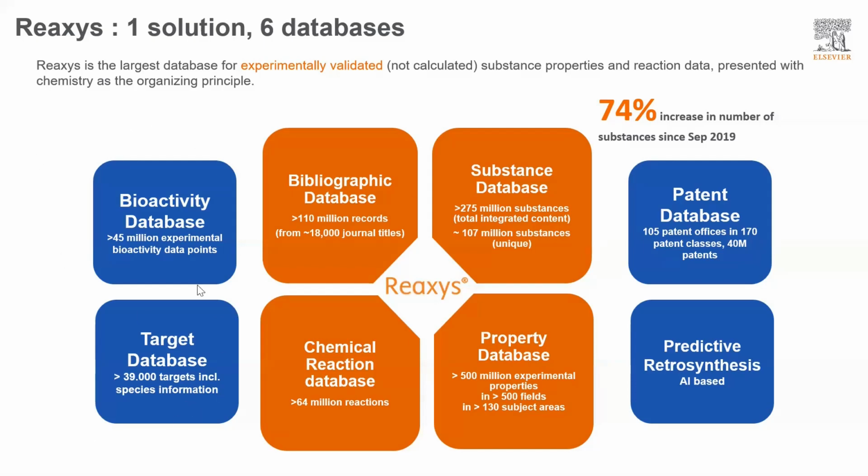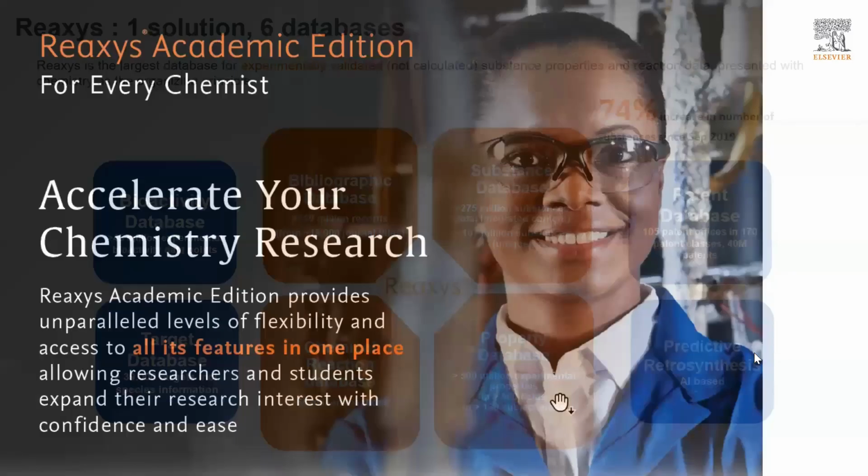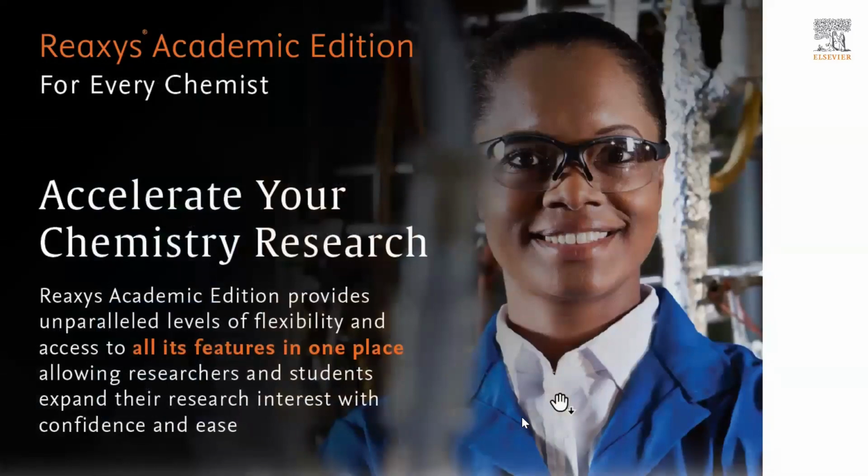I'm going to the left part of my chart, the bioactivity database. So you have access to Reaxys Targets and Bioactivities, which is the biggest known to us, the bioactivity database with all data extracted again, and more than 45 million experimental bioactivity data points and the pharmaceutical target database. I think it's now approaching 40,000 biological targets, mostly proteins, including species information, including all detailed information, you will see. I already mentioned patent databases, and also you have access to the predictive retrosynthesis, artificial intelligence-based module. I will come to this, which is then included in Reaxys Academic Edition.